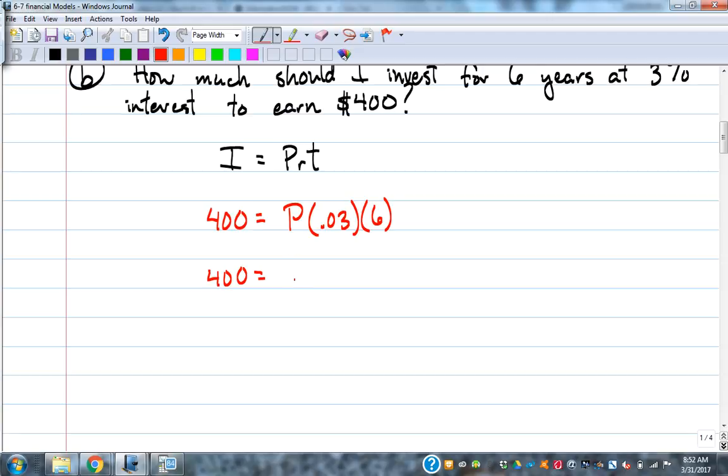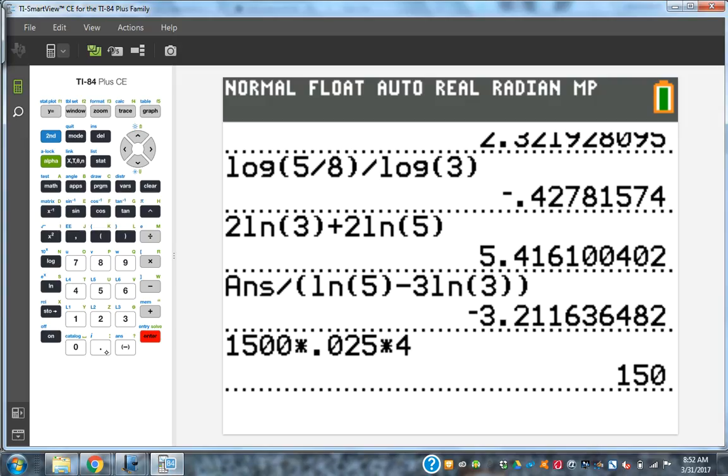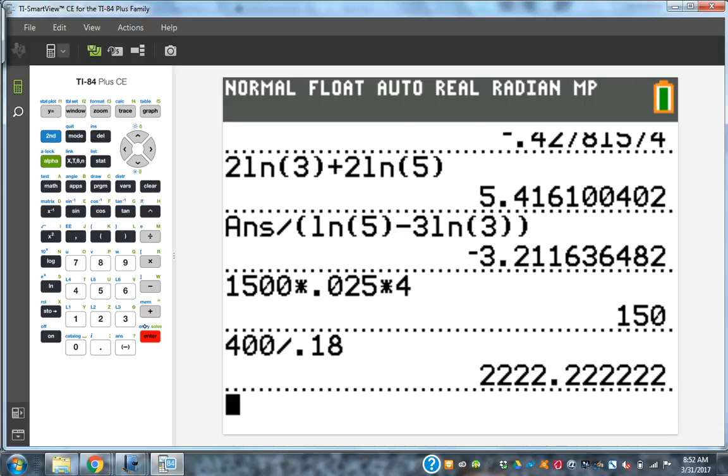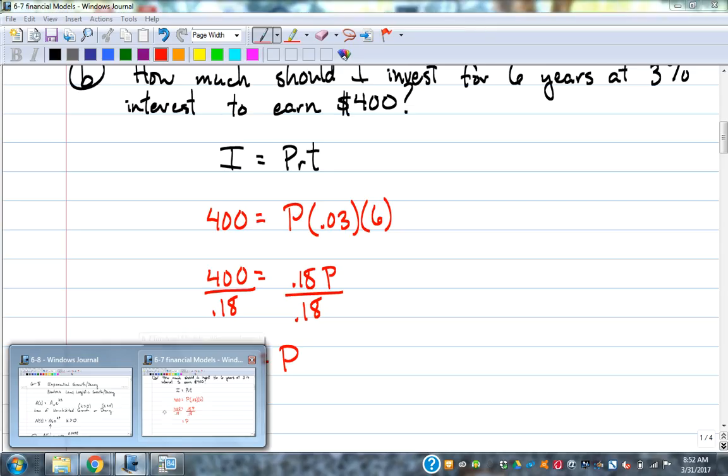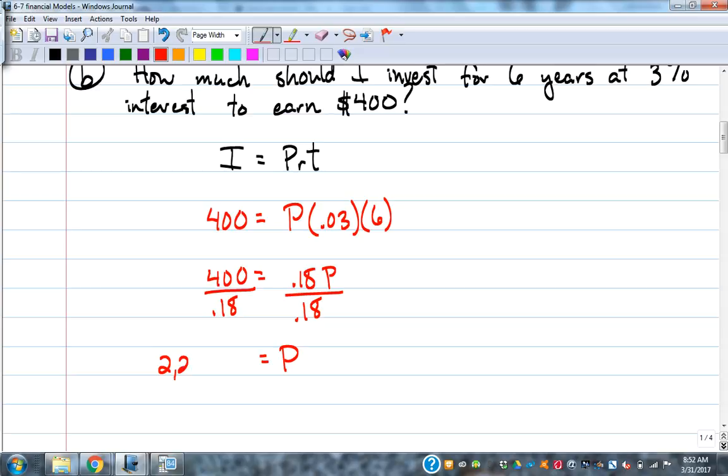0.18 P divided by 0.18. $400 divided by 0.18. We need to put $2,222.22 into an account so that we can earn 400 bucks in 6 years.